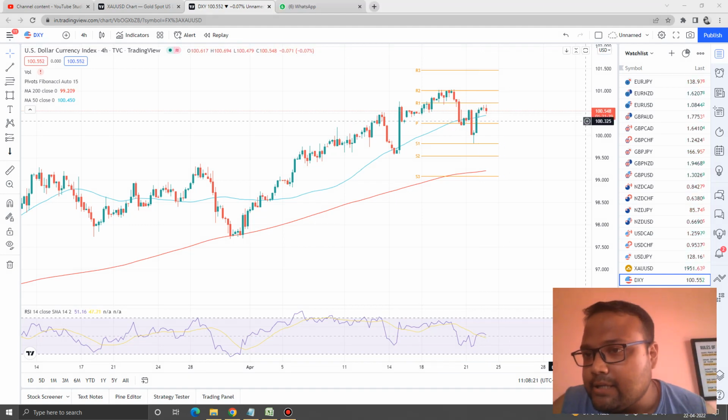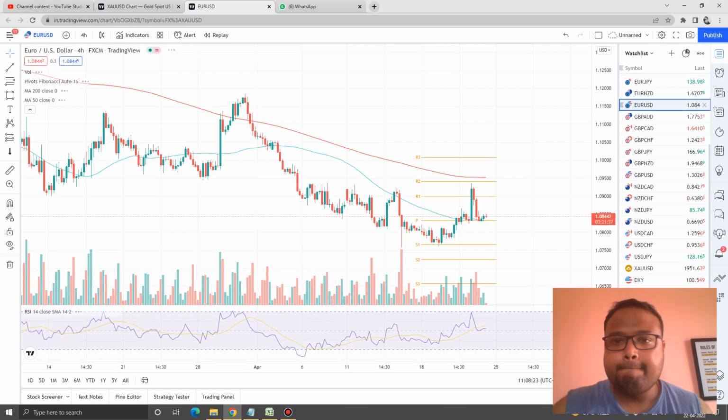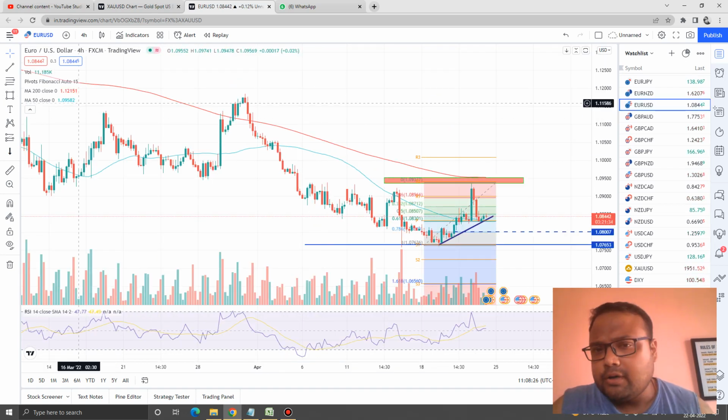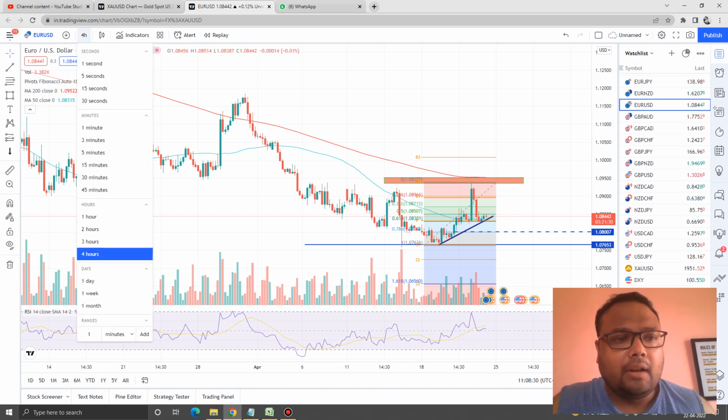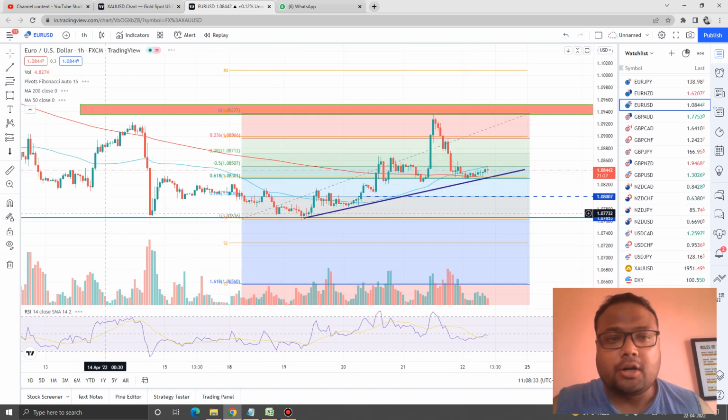Now let's look at the chart of EUR/USD. This is the 4-hour chart. If you look at the 4-hour chart, we will not get a clear picture. That's why I will take you to the 1-hour chart of EUR/USD.